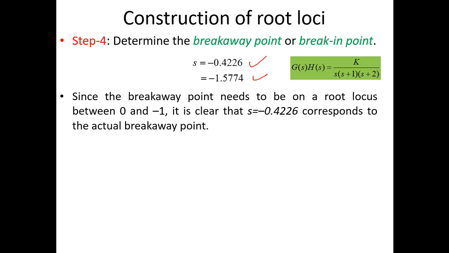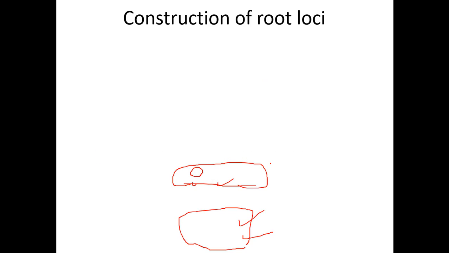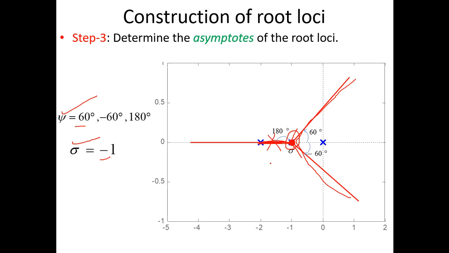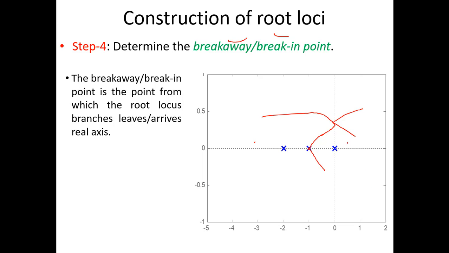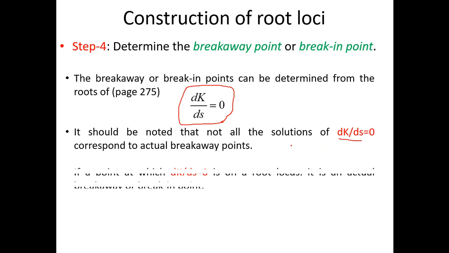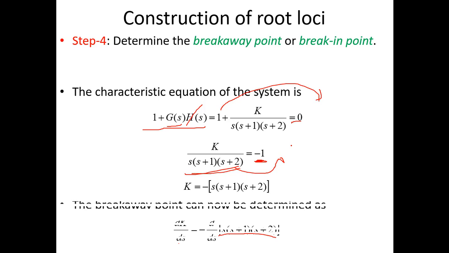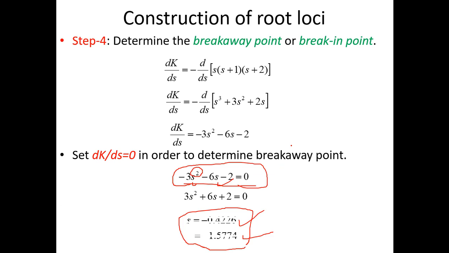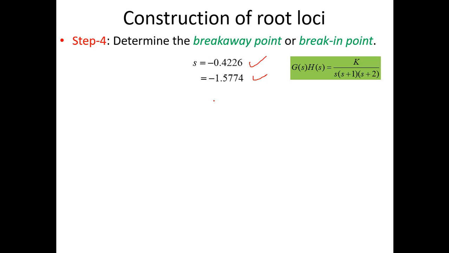So since the breakaway point needs to be on the root locus between 0 and -1, you know by the first two conditions that the point needs to be on the root locus from 0 to -1, and it will not be there from -1 to -2. So automatically you can judge, using the first two conditions, that between these two points, this point will not be on the root locus, and this point will be on the root locus. So this will be your breakaway point.